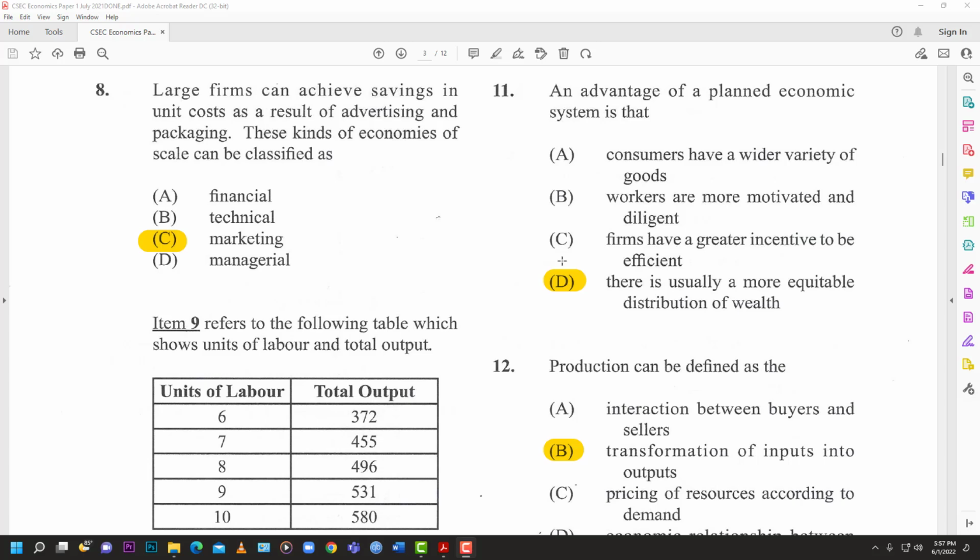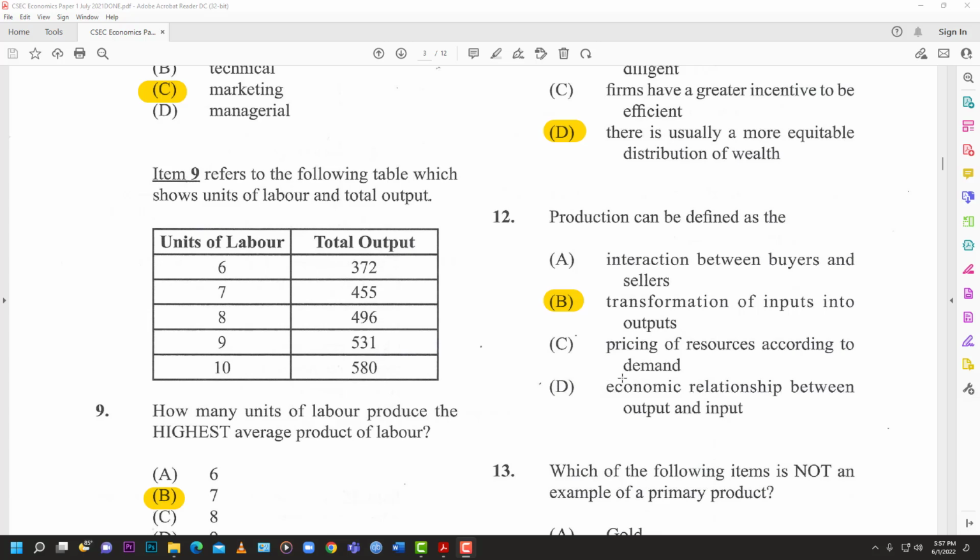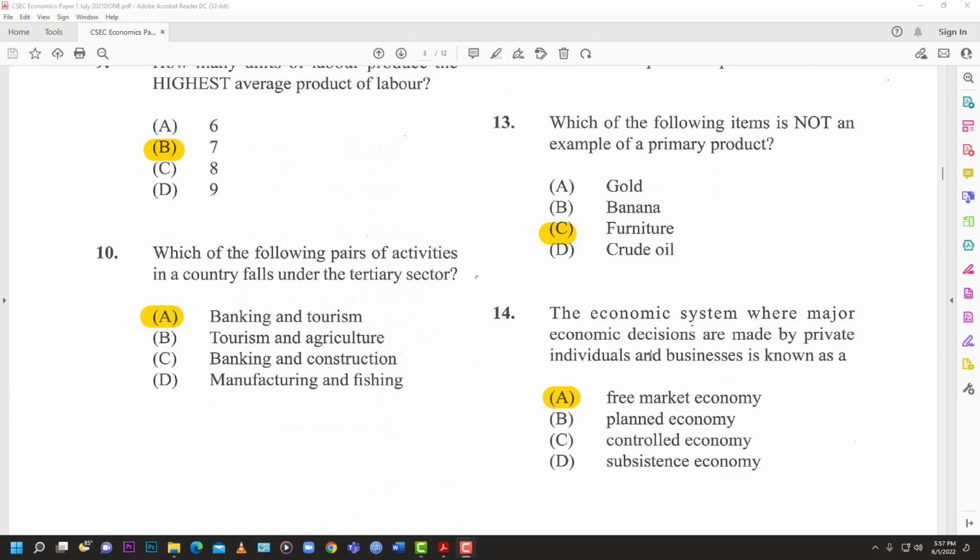All right, number 12. Production can be defined as the transformation of inputs into outputs. As simple as that. Inputs turned into outputs. That's production in a nutshell. Turning inputs into outputs. That's the in-a-nutshell definition.